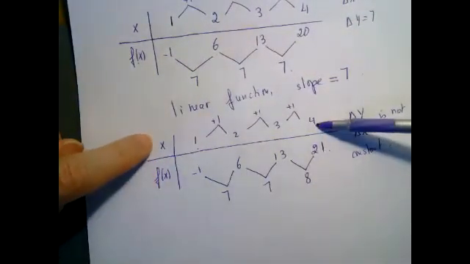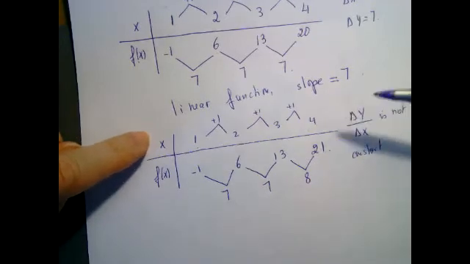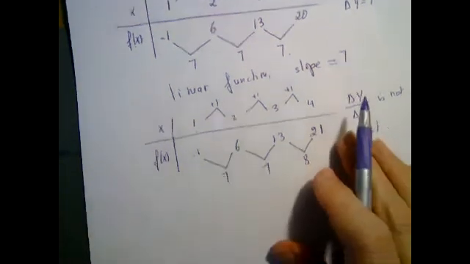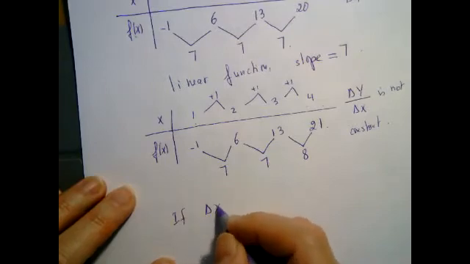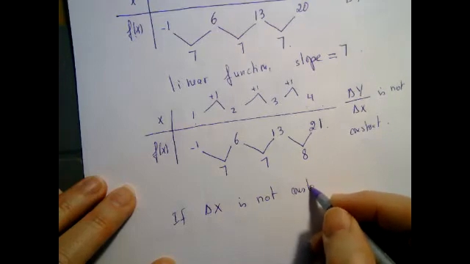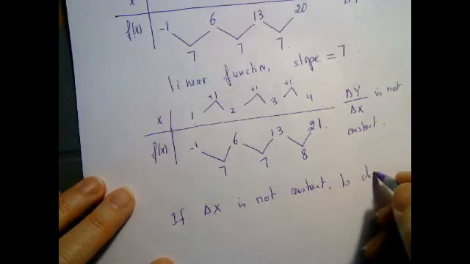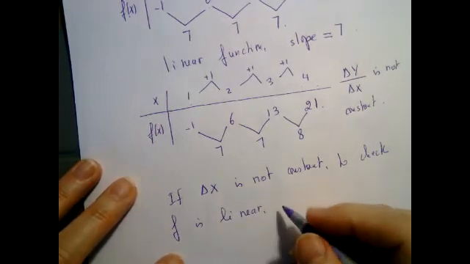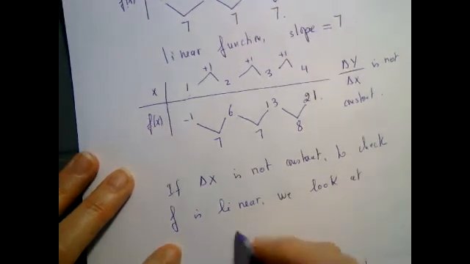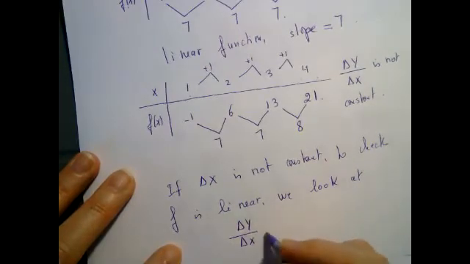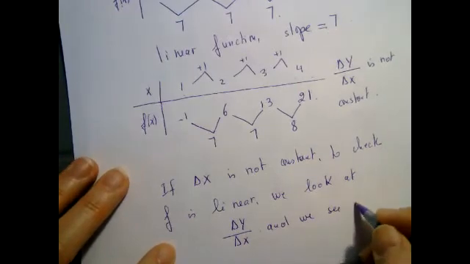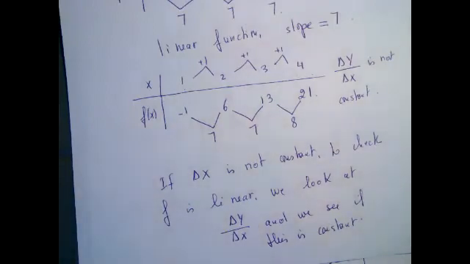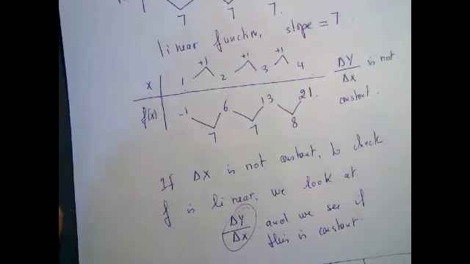In those, I gave you the change in x to be 1, but I don't have to give you the same change in x. How do we check in this case that the function is linear? If delta x is not constant across the board, to check that f is linear, we make sure that the slope is constant. We look at the slope, meaning delta y over delta x, and see if it's constant. So if delta x is not constant, the way to check linearity is to look at the slope itself and ask yourself, is the slope constant or not?